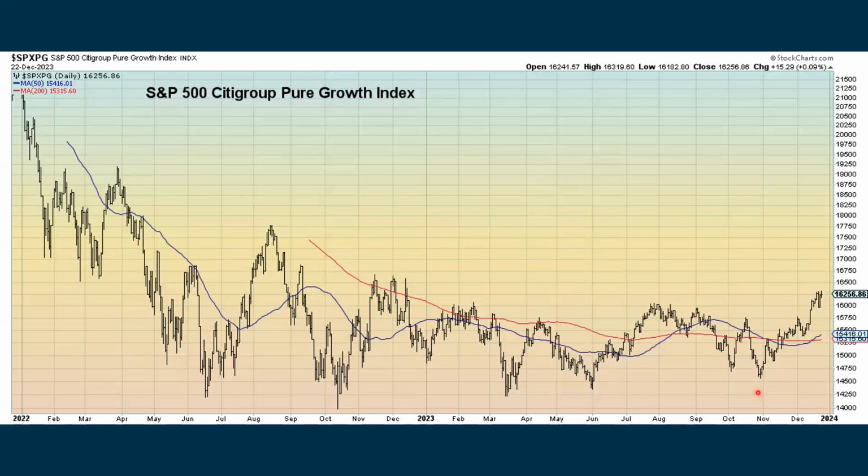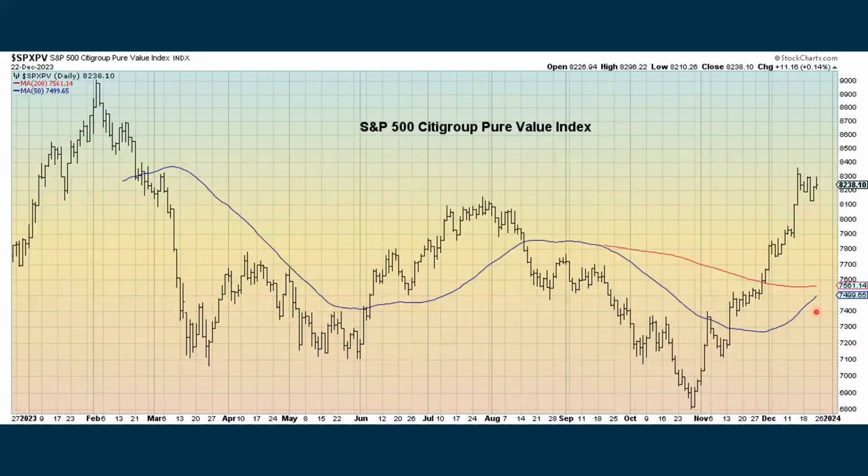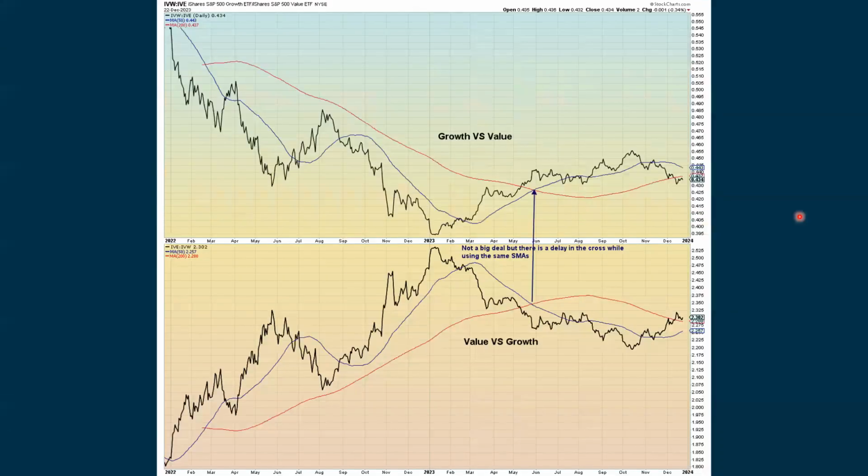First of all, we look at what's called a pure growth index, and we are seeing a recent golden cross here as the growth index has been showing some improvement. Then we look at just the value index, and this is still in a downtrend, but this has also been showing some improvement.